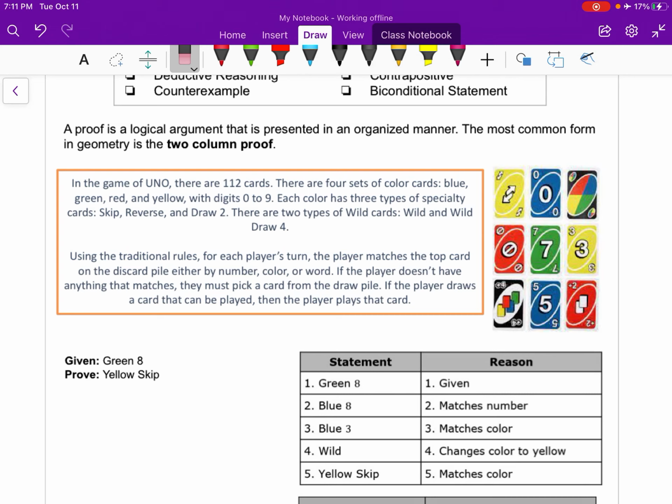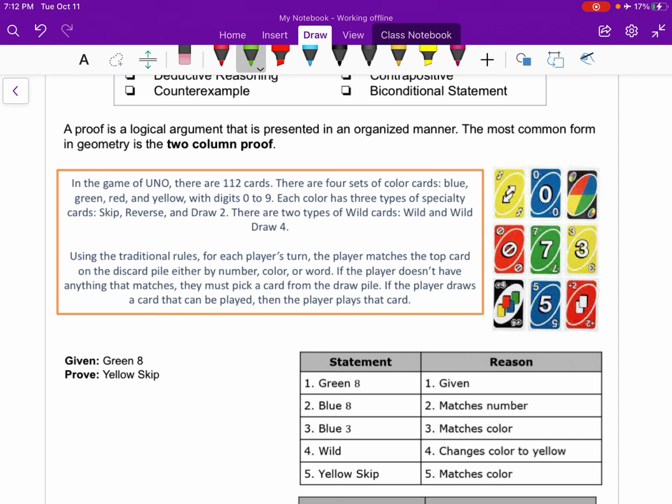So what I've done is I've taken that game of Uno and I've turned it into a two-column proof. Remember, as we learned in the last unit, a two-column proof contains 2 columns. The left column, which contains statements, and the right column, which contains reasons that explain why that statement is true. So let's say that we start off with a green 8 in the discard pile. We want to figure out how we can end up with a yellow skip card at the very end.